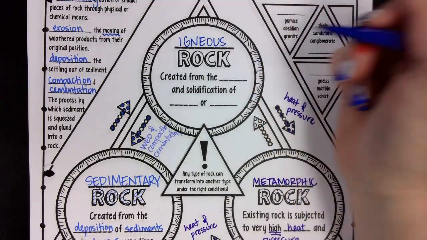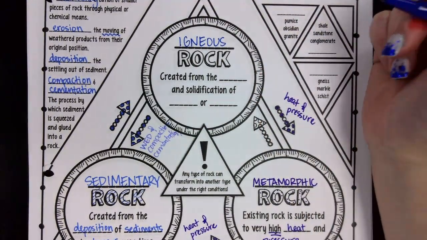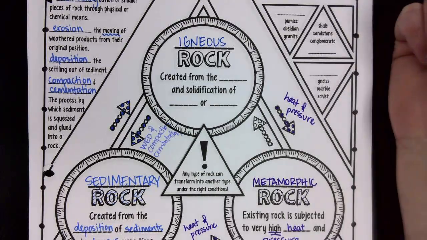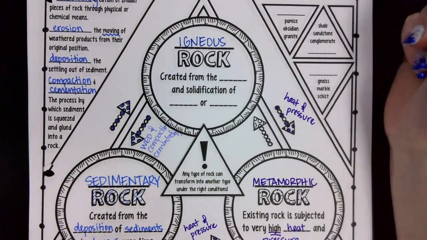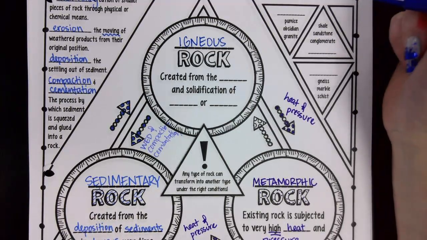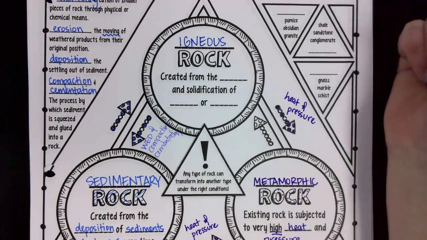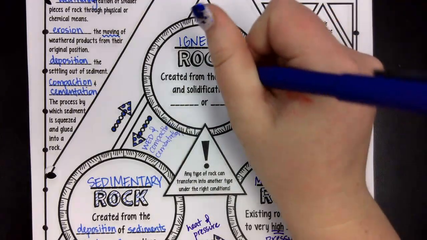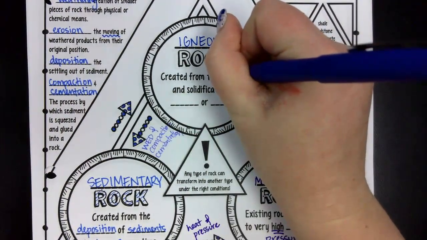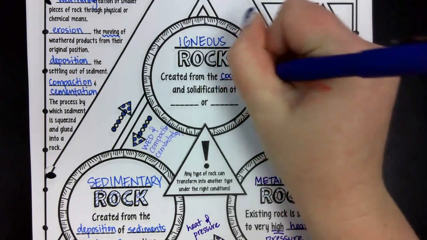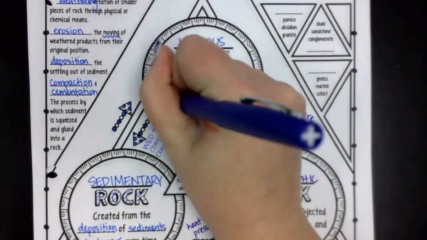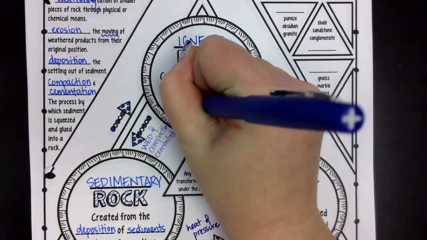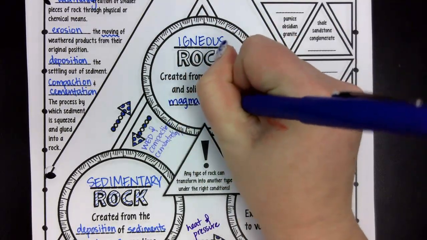So interior and exterior. An interior door, of course, would be a door that's inside your house. An exterior door would be one that takes you outside. So extrusive is outside or on the earth's surface, and intrusive is within the earth's surface. But no matter whether we're talking extrusive or intrusive, they are both created from the cooling and the solidification of magma or lava. We've talked about magma and lava before, but just a quick refresher.